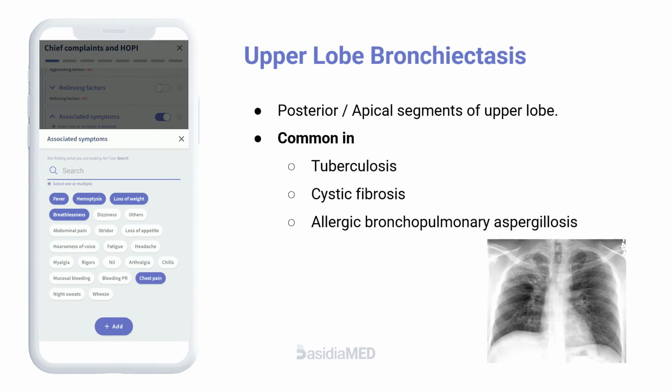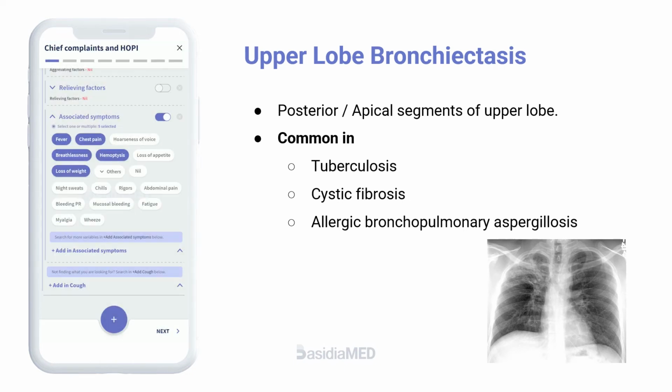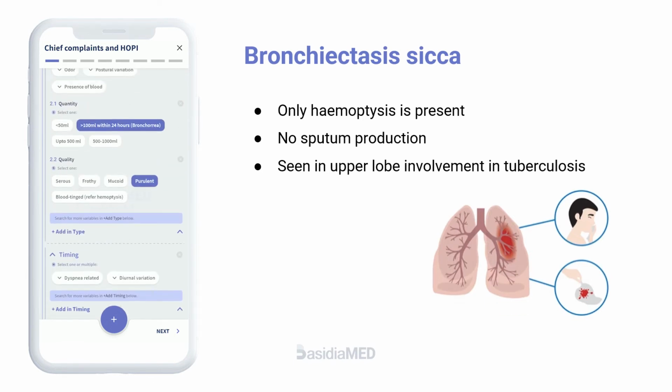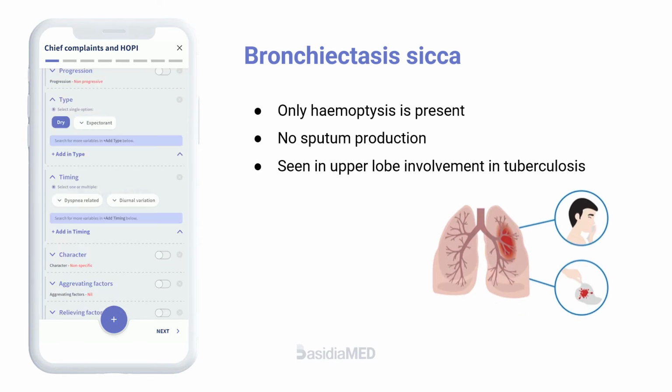Upper lobe bronchiectasis. This involves posterior and apical segments of the upper lobe. It is common in tuberculosis, cystic fibrosis, and allergic bronchopulmonary aspergillosis. Dry bronchiectasis, or bronchiectasis sicca: only hemoptysis is present. There is no sputum production, usually seen in upper lobe involvement in tuberculosis.